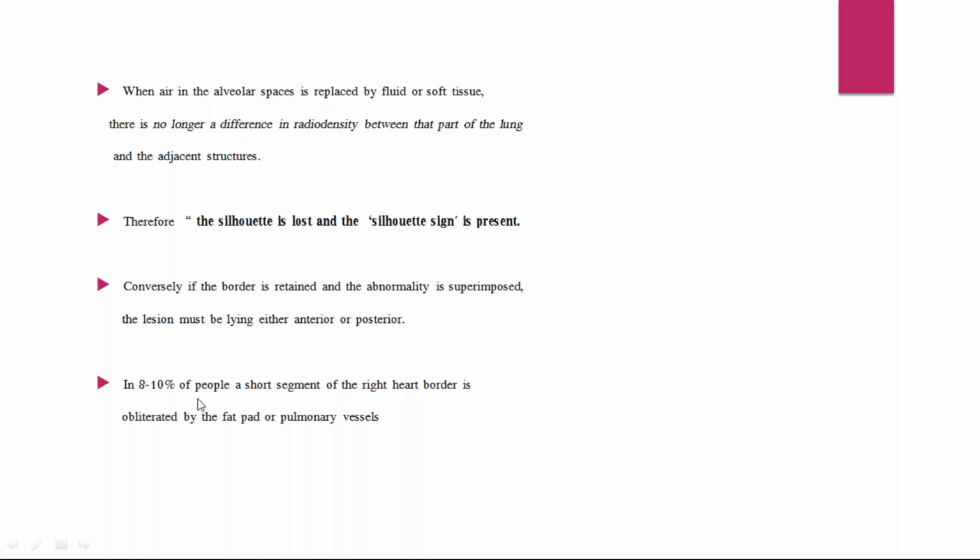In 8 to 10% of people, a short segment of the heart border is obliterated by a fat pad or pulmonary vessels. This means there is some fat adjacent to the heart, a pericardiac fat, and some pulmonary vessels. These will appear radio opaque in some 8 to 10% of people, even in the absence of pathology in the lung.